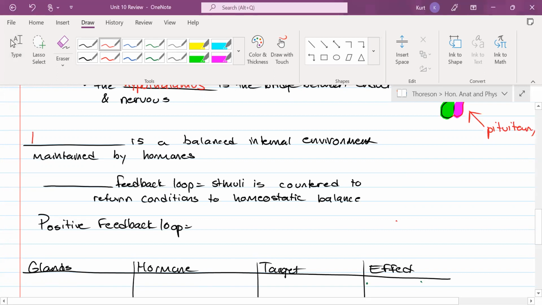Okay, blank is a balanced internal environment maintained by hormones. Homeostasis. Remember I told you a story about the mom who died from drinking too much water? Do you think she was within homeostatic levels? Doubtful.